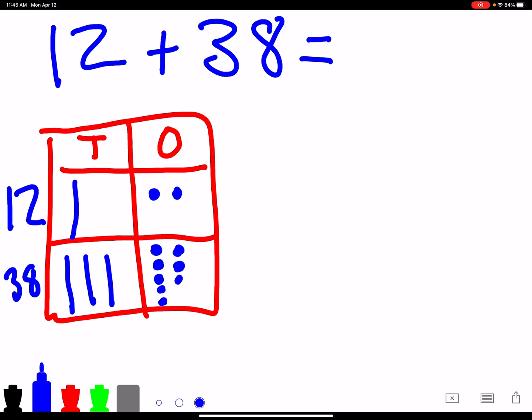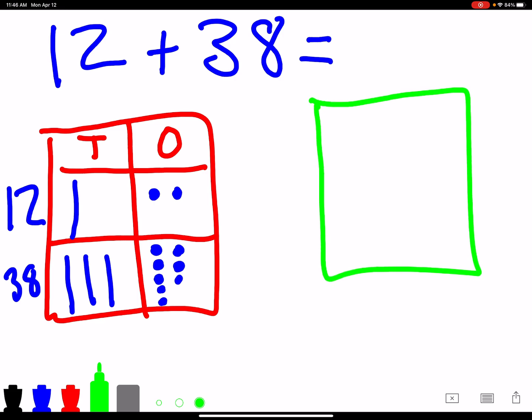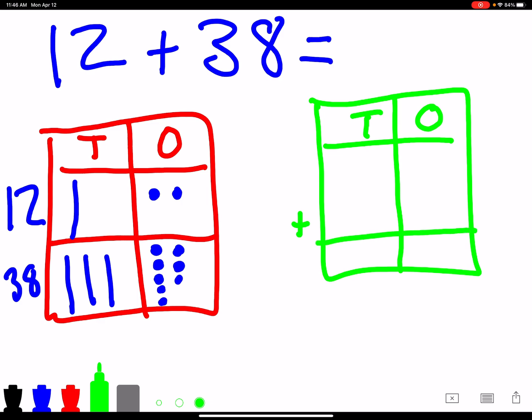Okay, and then if you go to the other side in your math problem, we have another chart. I'm going to make it not as big. And it separates the tens from the ones. So we have tens, and then we have our ones. And then we look into our tens place because we're going to do addition. So we're adding the two numbers. We're adding 12, and then we're adding 38.